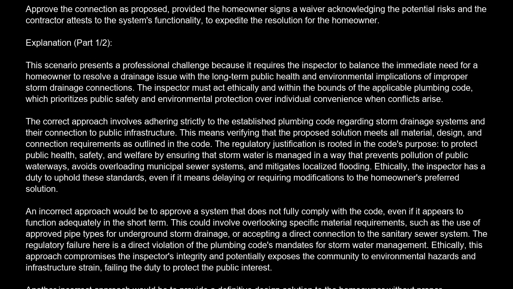The correct answer is C. Approve the connection as proposed, provided the homeowner signs a waiver acknowledging the potential risks and the contractor attests to the system's functionality to expedite the resolution for the homeowner.